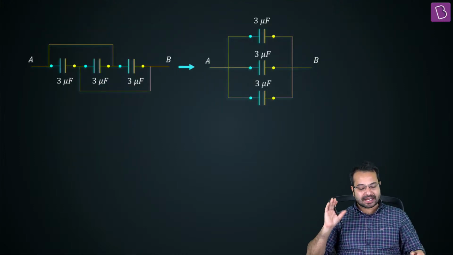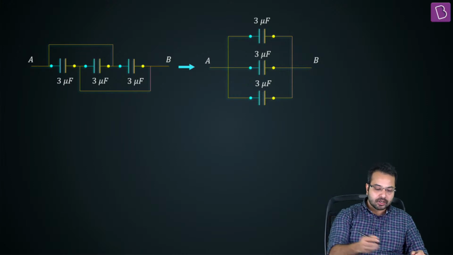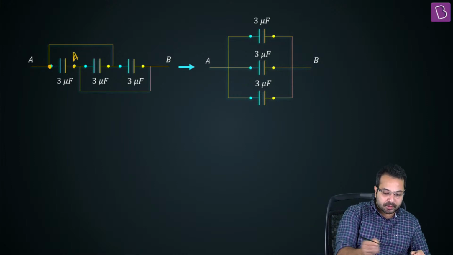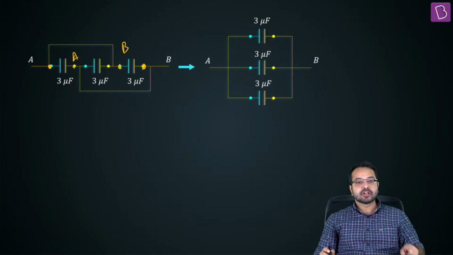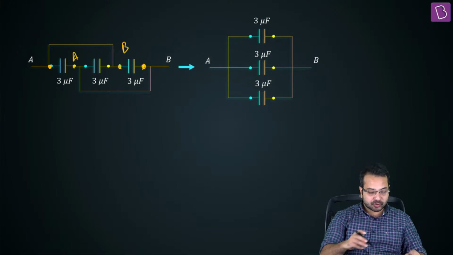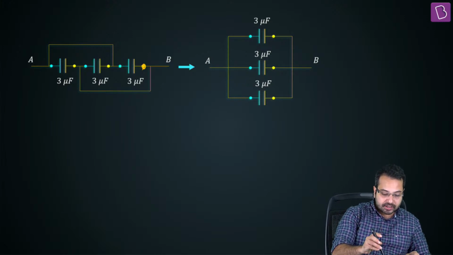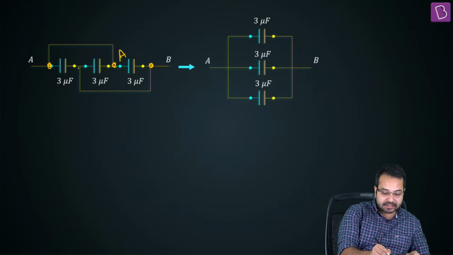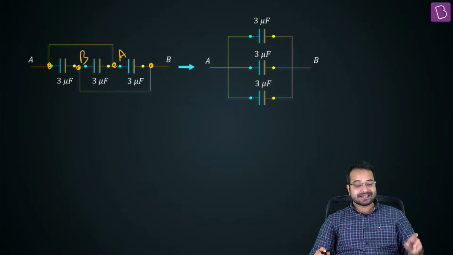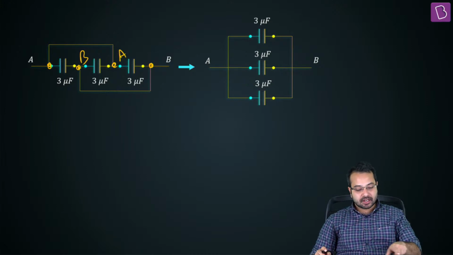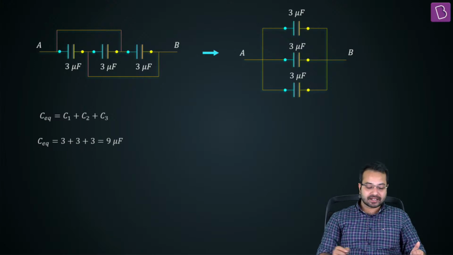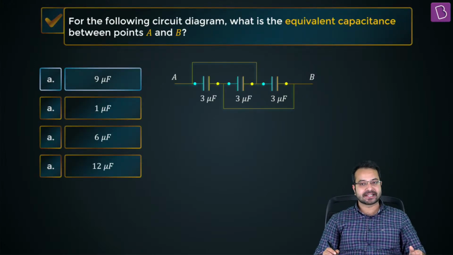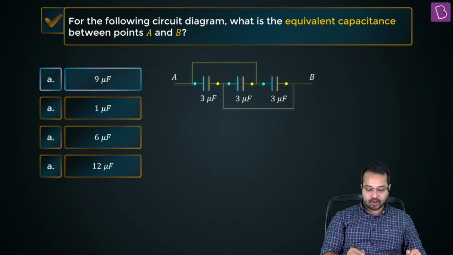I am assuming that everyone would have done this question right. If this is point A, this is also going to be point A. If this is point B, then this is also going to be point B. So we can see that all the capacitors are between points A and B, hence the combination is parallel. So we'll simply add the capacitance and we'll get 9 microfarad as the answer. Option A will be the correct option.